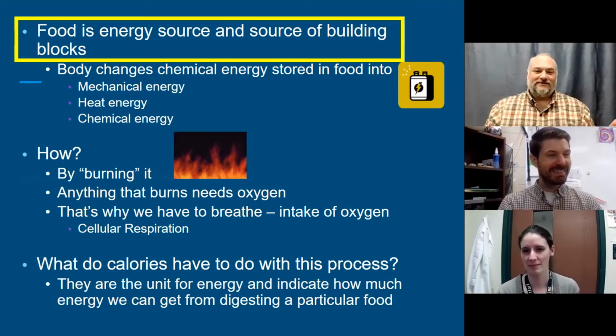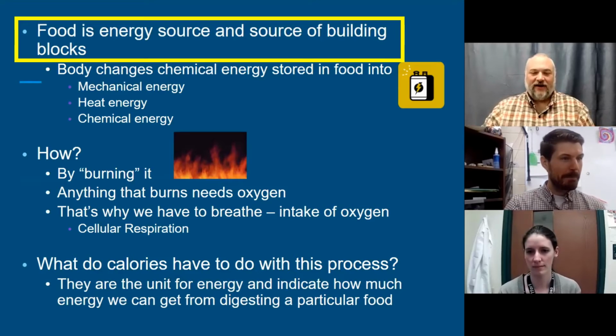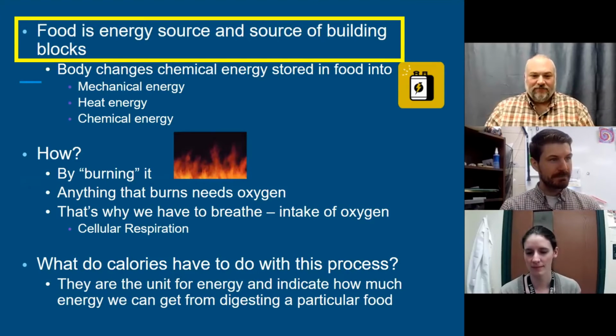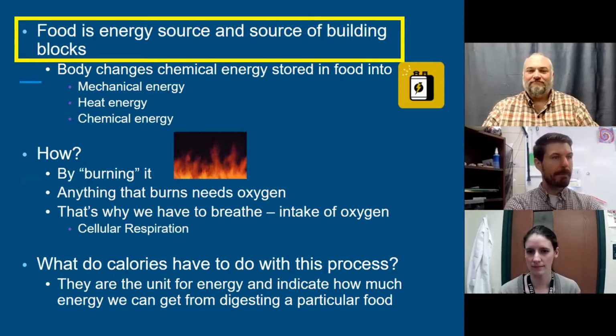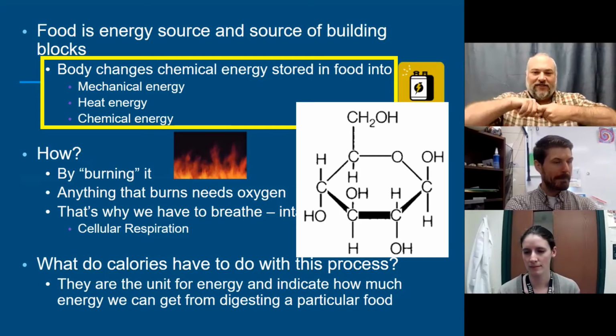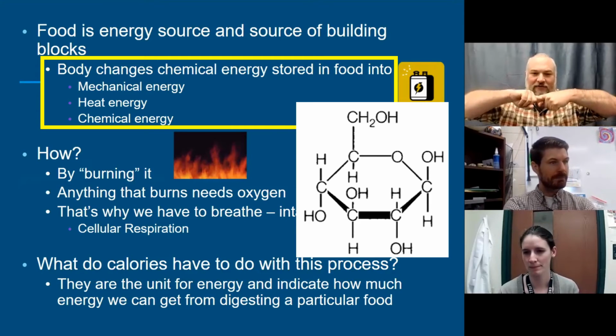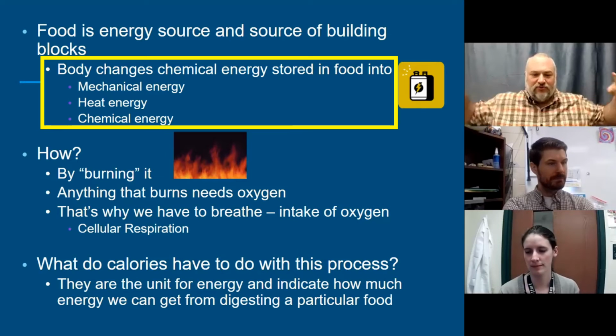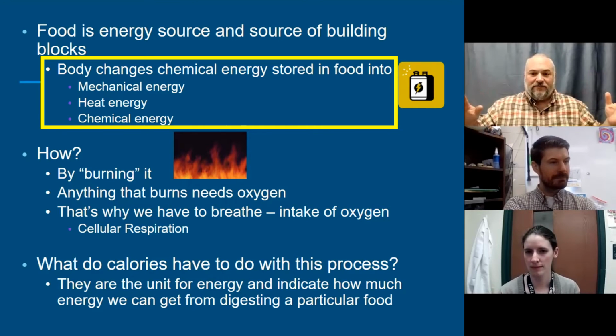So food is our energy source and our source for building blocks, like Mr. Kemmeter said. And our body takes in those nutrients. Once they get to our cells, right? Our cells got to do some stuff with it. Our cells got to manipulate those molecules. So our body changes the chemical energy stored in food, in those chemical bonds that held the food together, right? When we break those chemical bonds, boom, we can release that energy. And then we're going to turn that stored food energy into different things.